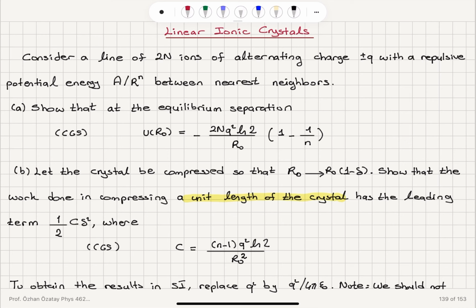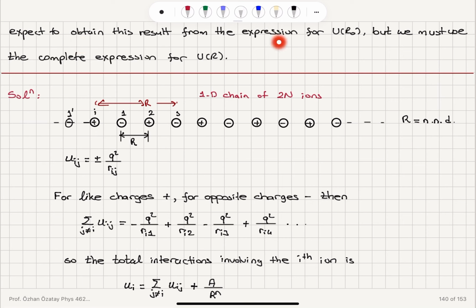Now in part B, let the crystal be compressed so that the equilibrium separation R0 goes to R0 times (1 minus delta). Show that the work done in compressing a unit length of the crystal has the leading term 1 over 2 C delta squared, where C is (n minus 1) Q squared times natural logarithm 2 divided by R0 squared. And note that we should not expect to obtain this result from the expression for U of R0, but we must use the complete expression for U of R.